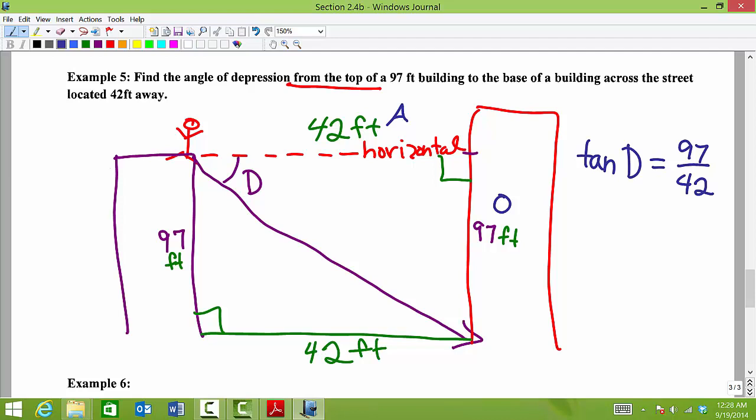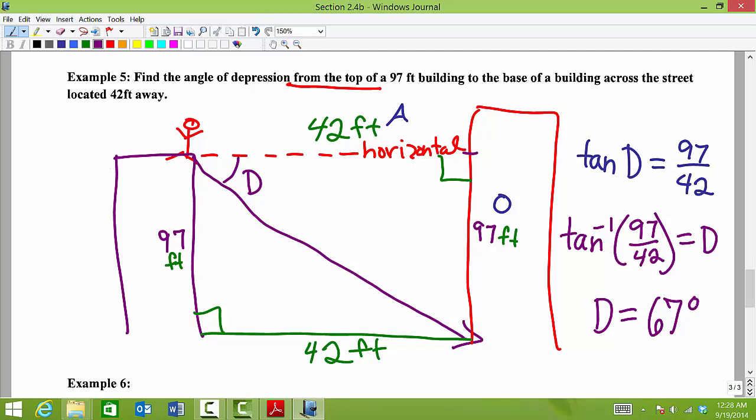Now I would like to solve for the angle. And we remember that if I want to solve for the angle, then I'm going to have to use my inverse function. So we're going to type into our calculator tangent inverse. We're going to feed it the function value, and it will spit out for us the angle. We're going to go ahead and round to the nearest whole degree. So I get D is equal to 66.6 degrees, but I'm going to go ahead and round to the nearest whole degree. So we're going to say that the angle of depression is 67 degrees.